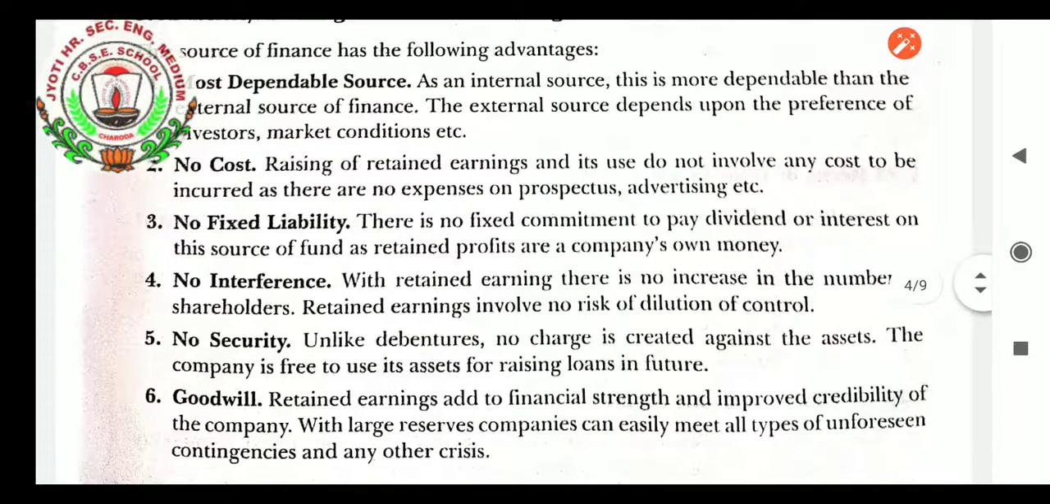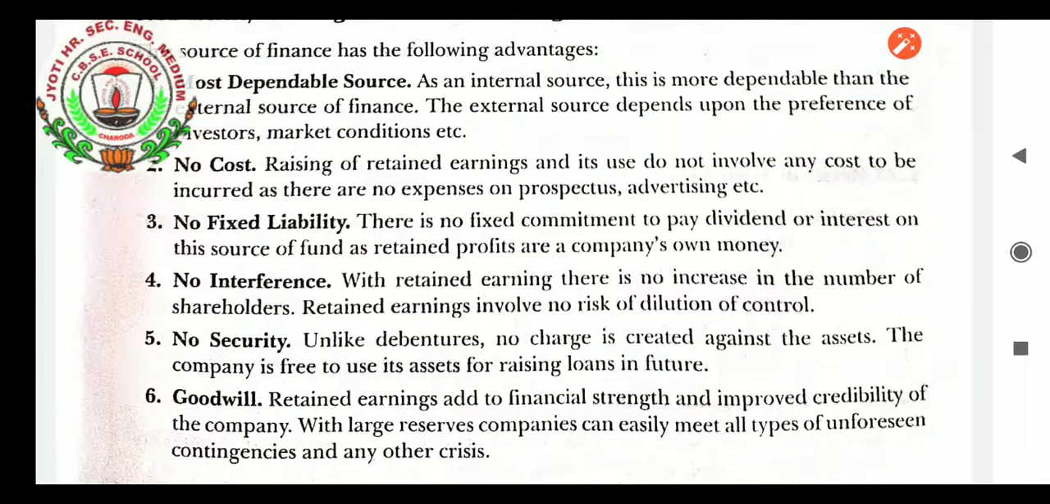No cost. Raising of retained earnings and its use do not involve any cost to be incurred, as there are no expenses on prospectus, advertising, etc. So from that point of view, it is very good, as there is no extra cost. No fixed liability. There is no fixed commitment to pay dividend or interest on this source of finance, as retained profits are the company's own money, so they do not have any liability to pay back to the owners. No interference.